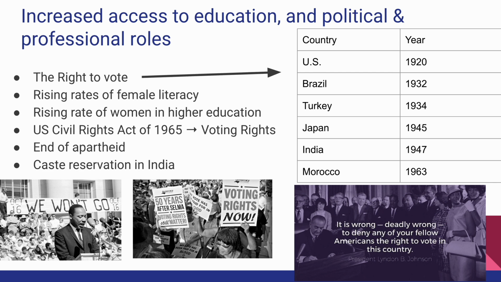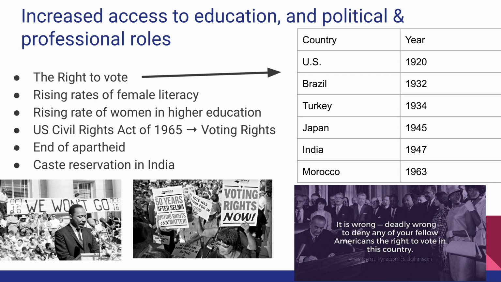There's a rising rate of female literacy around the world. There's a rising rate of women in higher education. In the United States, the Civil Rights Act of 1965 greatly expanded voting rights. You also have in South Africa the end of apartheid, which was the legal separation of the races. And you have caste reservation that ends in India, where the caste system becomes illegal.